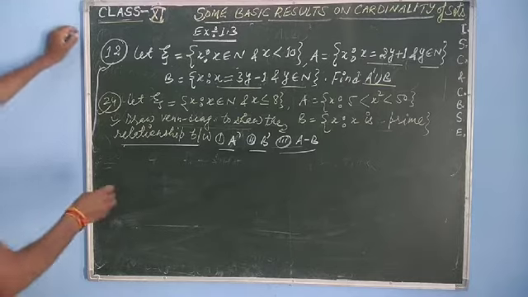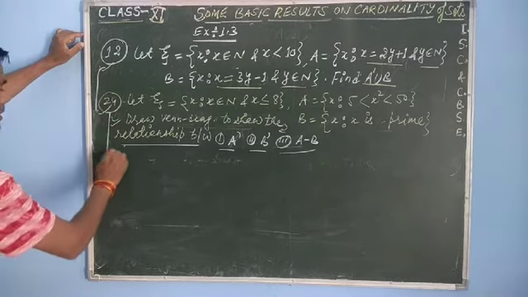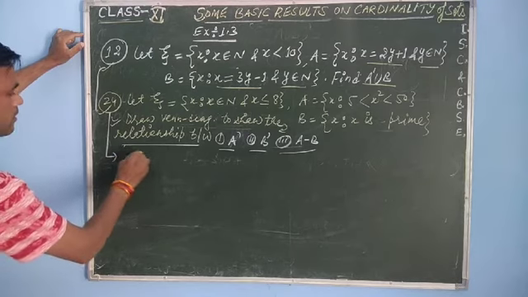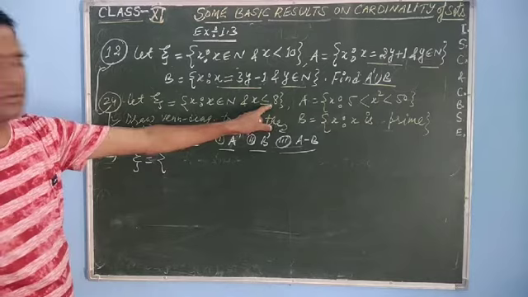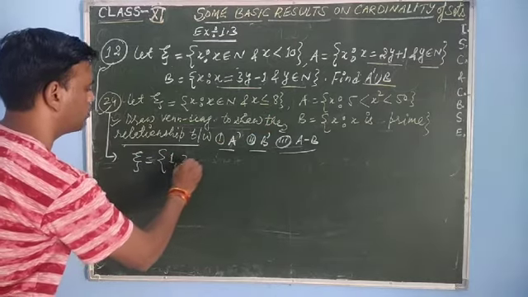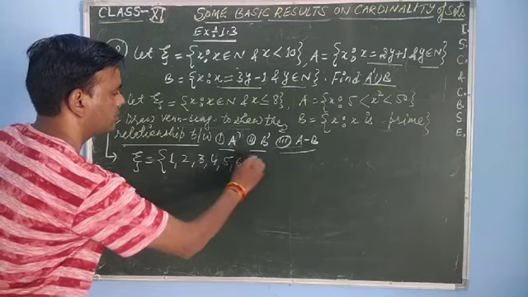So first of all, again we will try to write them in roster form. So the solution of this: universal set in roster form. x is a natural number less than or equal to 8. So we will write here 1, 2, 3, 4, 5, 6, 7, 8.